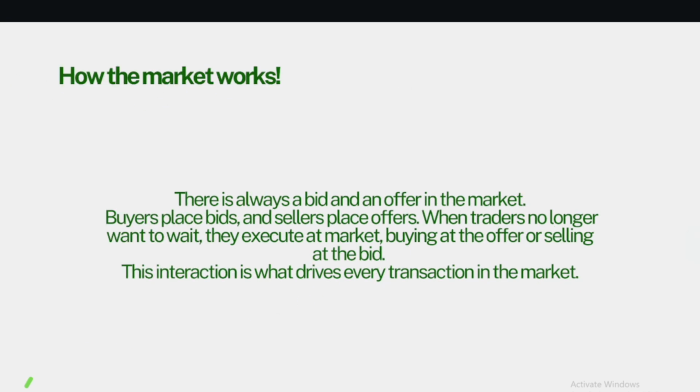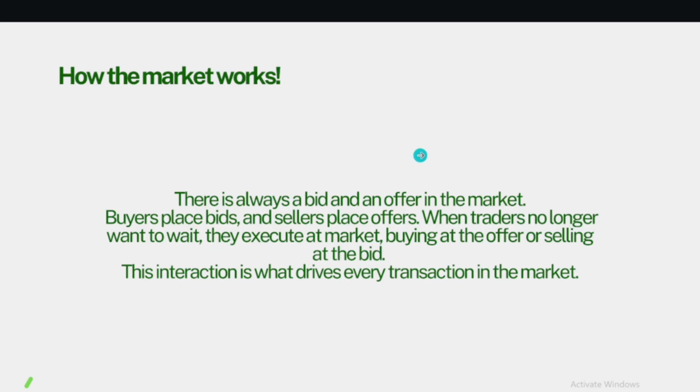There's always a bid and an offer in the market. Buyers place bids and sellers place their offers. So when traders no longer want to wait, they execute at the market, buying at the offer or selling at the bid. This interaction is what drives every transaction in the market. This is actually kind of deep, but I will try to make a video explaining exactly what a bid is, what an offer is, what selling and buying at the offer and the bid mean.